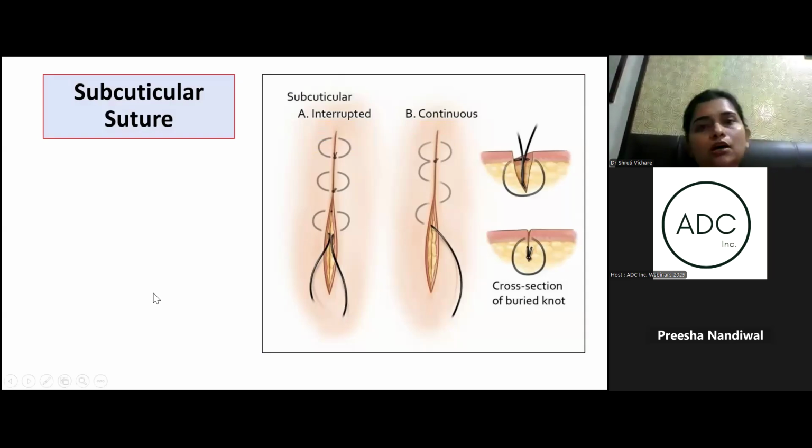Subcuticular suturing is again of two types, that is interrupted and continuous. And as the name suggests, subcuticular. What is the meaning of cuticle? Cuticle is skin or covering, right? Cuticle means covering or basically skin.